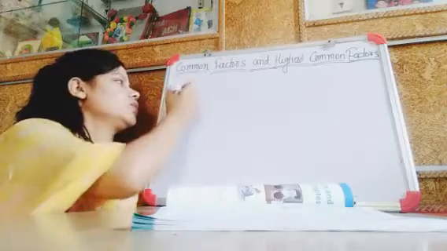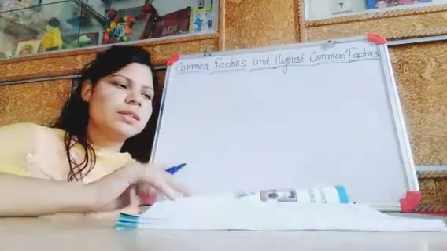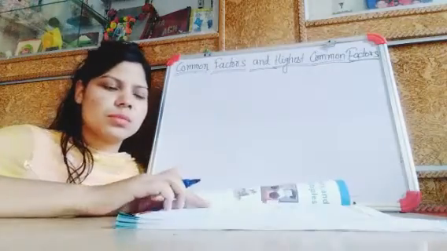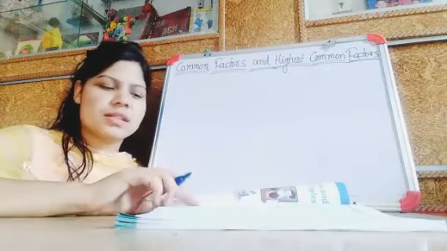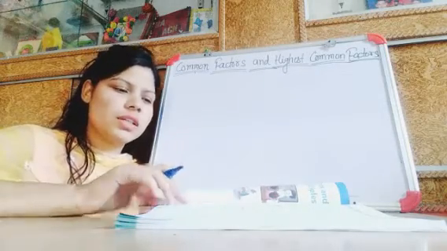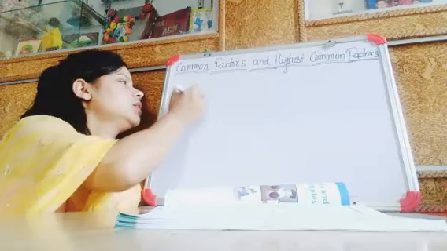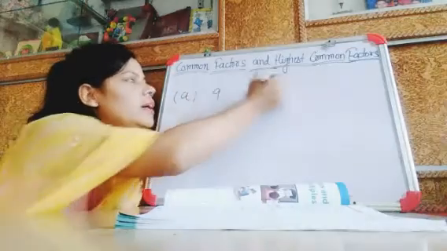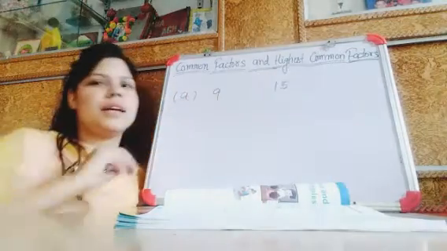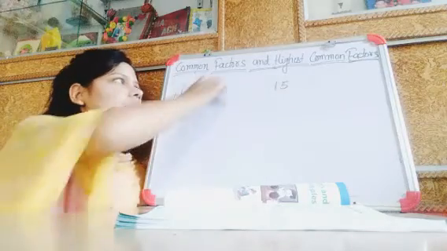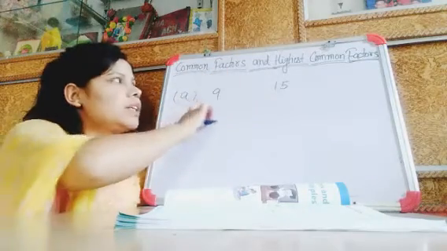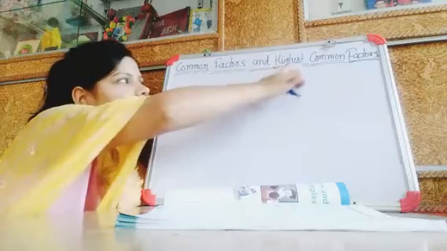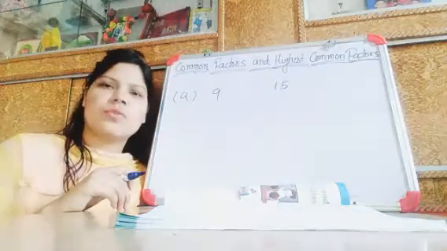Suppose I take two numbers. I am taking here an example, question number 3 in exercise 5.1, where the numbers are 9 and 15, and it asks to write the common factors and highest common factor.